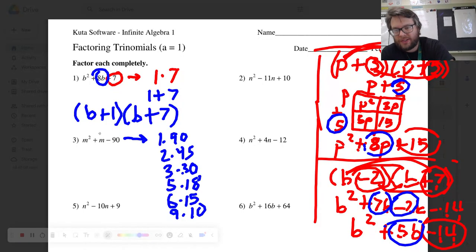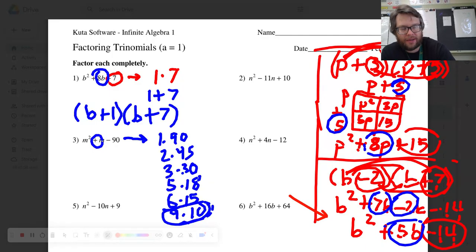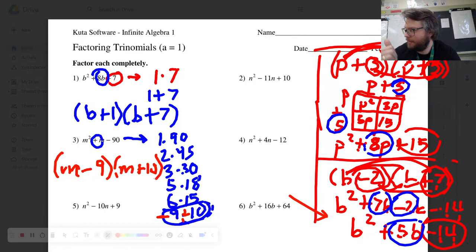Out of those, you might say, hey, none of those add up to 1m, but one of them is a difference of 1m. If you look back at my example over here in the bottom right corner, I had a negative 2 and a positive 7, and I ended up with a positive 5. That was because the negative 2 plus 7 made positive 5. So here I need to do negative 9 plus 10 to add up to make positive 1. m minus 9, m plus 10, because that multiplies to make negative 90, and that adds to make 1m.